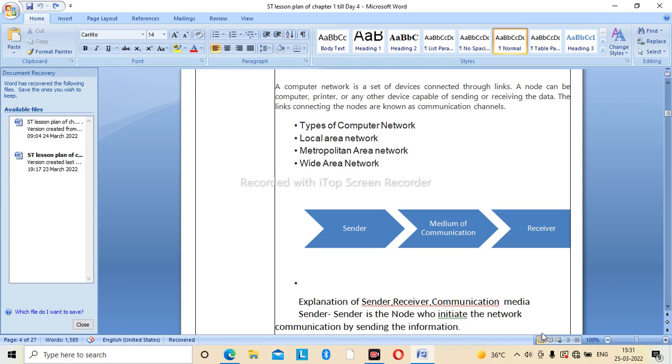So sender could be a person who is having a mail ID through which he or she can send information to a receiver, and medium of communication could be anything, like it could be wire, fiber optic, coaxial, or it could be modem, or it could be router, switch, hub, anything. So explanation of sender, receiver and communication medium.